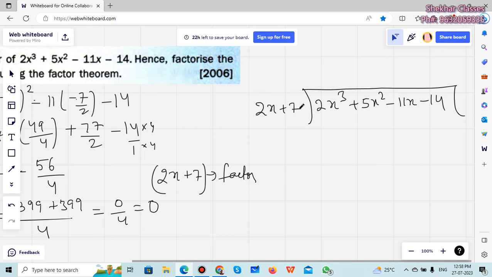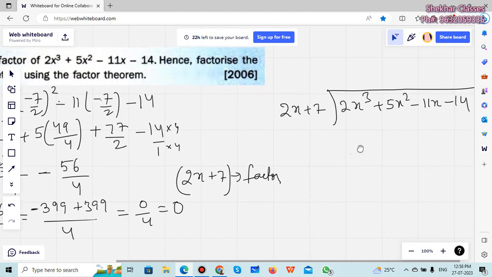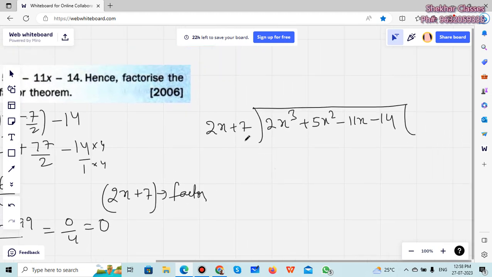Why? If I divide it by this one, I will get a quotient, and since it is a factor, the remainder will come for sure 0. It has come 0. So if you divide it manually, you will get the remainder 0, and whatever quotient you get, that quotient into this divisor will give you this dividend. Remember that part. So let's divide it.